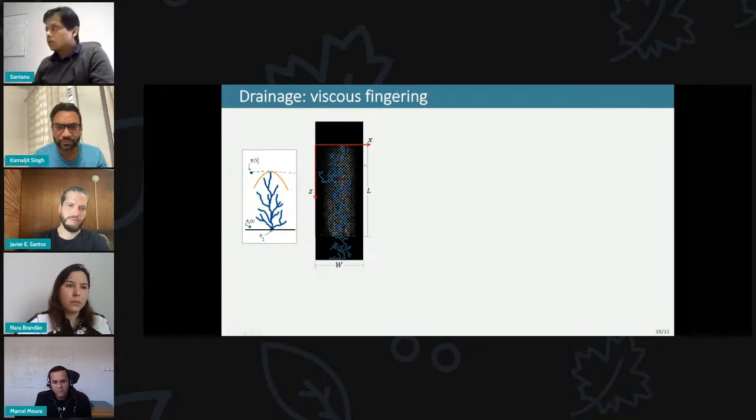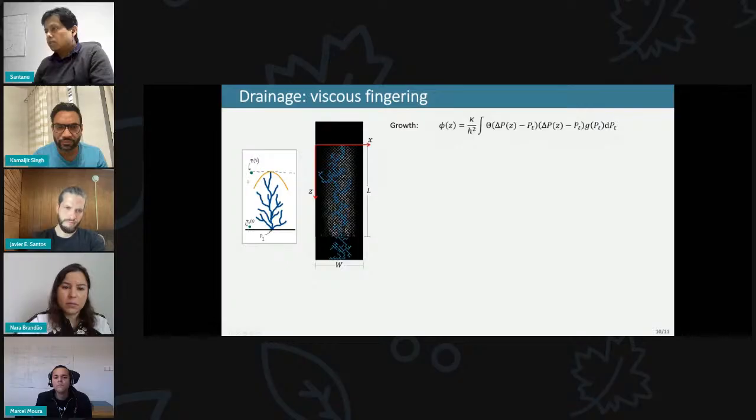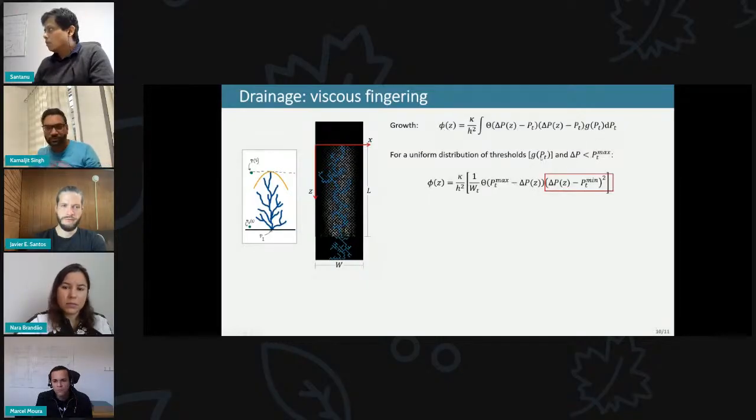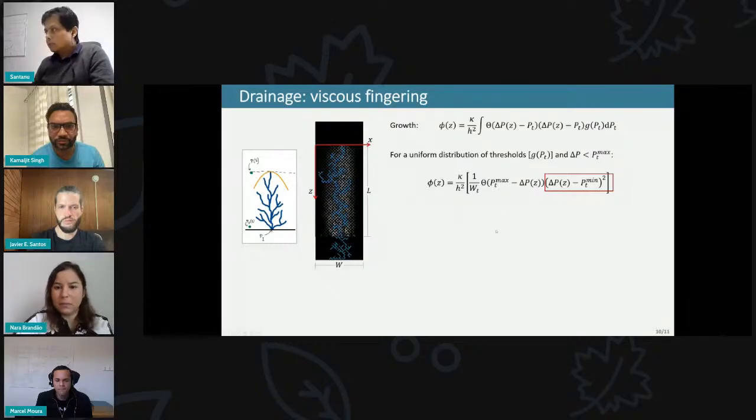And then we can calculate the growth of the finger as a function of the distance from the fingertip. And if we measure the pressure drops also, we can find the relationship between the growth and the pressure drop for a given distribution of the thresholds. And for a uniform distribution, we have again this quadratic relationship between the pressure drop and growth. And this growth is directly connected to the flow rate, because if we sum over all the growth for a particular unit time, you get back the flow rate. So it's a very similar picture here.